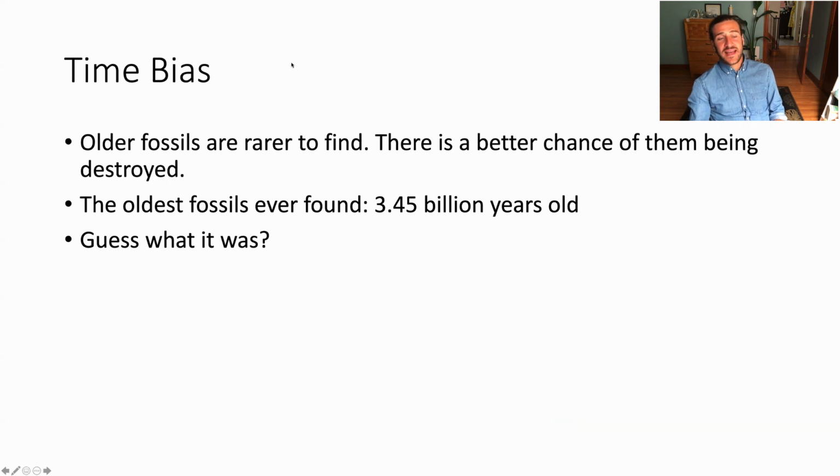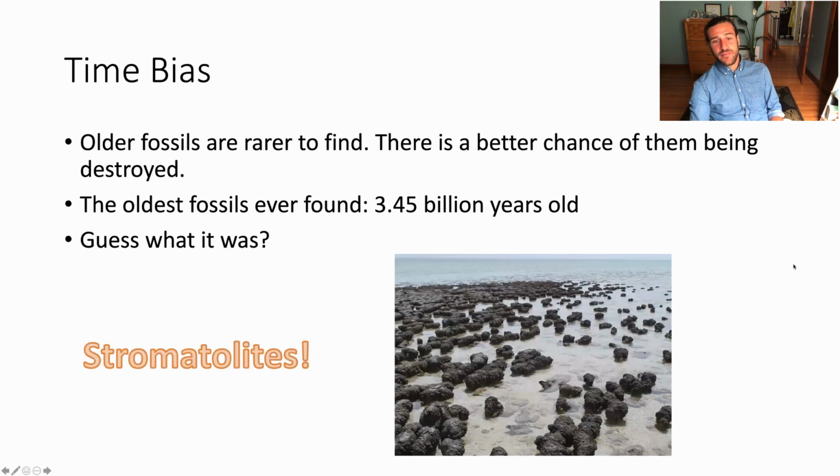Next, there is a time bias. Obviously, older fossils are rare to find. There's a better chance of them being destroyed, right? So the older a fossil, the better chance it has of being destroyed. Again, the oldest fossil was what? A stromatolite. So a 3.45 billion year old stromatolite.